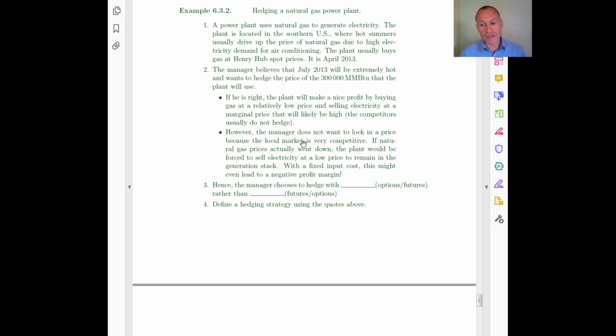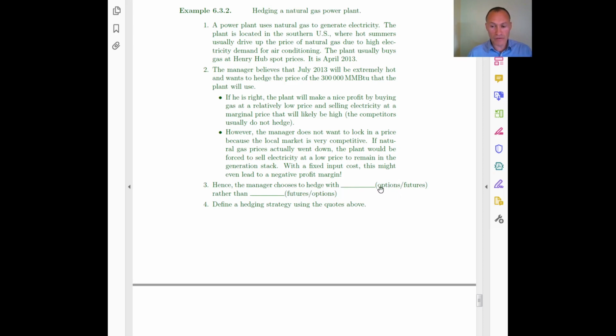However, the manager does not want to lock in a price, because the local market is very competitive. So if natural gas prices actually went down, okay, the plant would be forced to sell electricity at a low price to remain in the generation stack with a fixed input cost. So if he had hedged with a linear contract like a futures, this would lead to losses. Okay, because he would not have the optionality that an option will give him, right? So, and I just answered the question. The manager chooses to hedge with what? It chooses to hedge with options rather than futures, right?